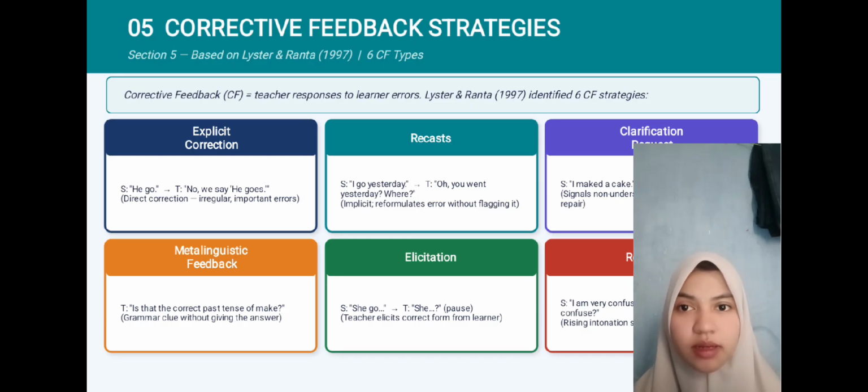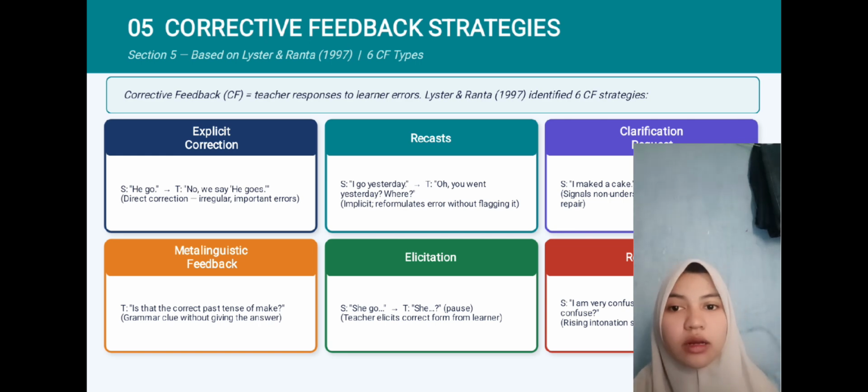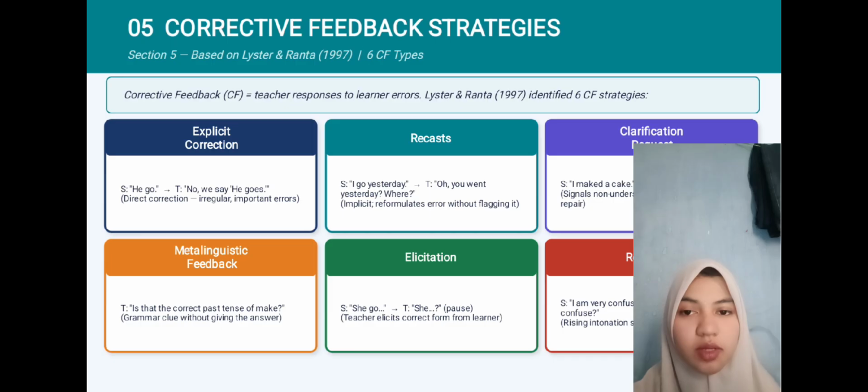Corrective feedback strategies. In corrective feedback, this is the response the teacher provides to learner error. The first is explicit correction, so the teacher directly provides the correct form. For example, when the student says he go, the teacher says no, we say he goes. And in recast, the teacher reformulates the utterance without explicitly saying it's wrong. For example, the student says I go yesterday, the teacher says, oh, you went yesterday, where did you go?